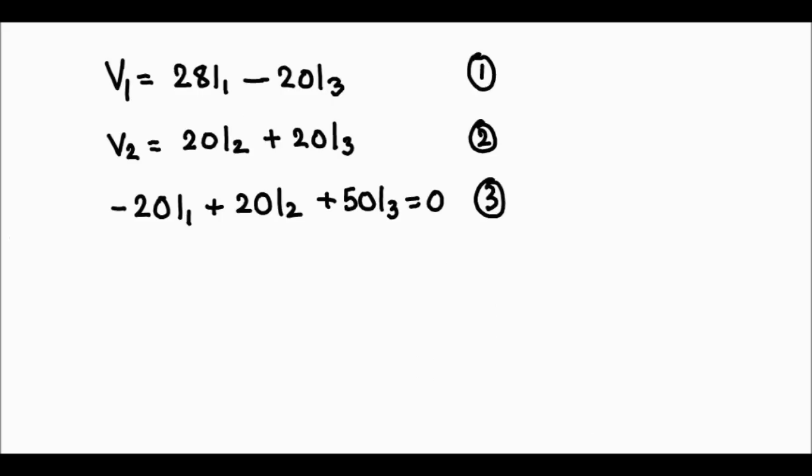Now we have got three equations. As we know, Z parameter is expressed in terms of I1 and I2. Here we can see that I3 is present, so we have to eliminate this I3 term. So from equation 3, we can make an equation for I3.